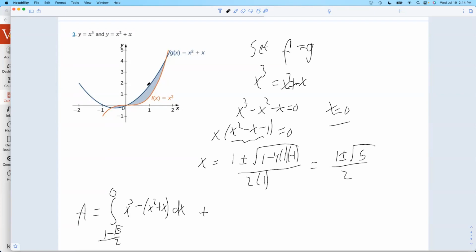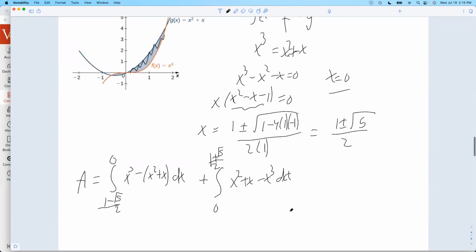And then plus, now I'm doing this region here. Now the blue one's on top. We're going to write the same stuff, only these two guys are going to be swapped. And my region is going to be from 0 up to 1 plus root 5 all over 2. And now I'll have X squared plus X minus X cubed dx. And then I'm just going to stop there.